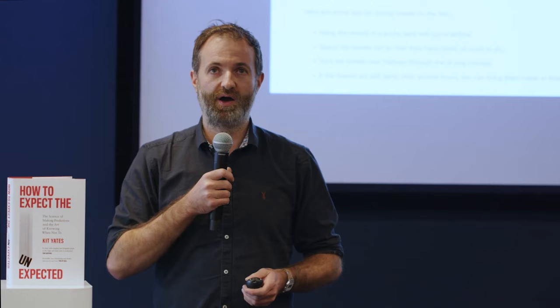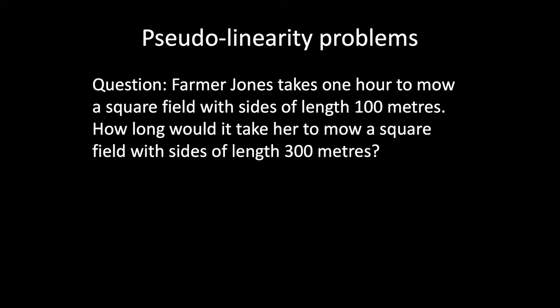Here's another pseudo-linearity problem, which maybe you can answer in a more mathematical way. So Farmer Jones takes 1 hour to mow a square field which has sides of length 100 meters.